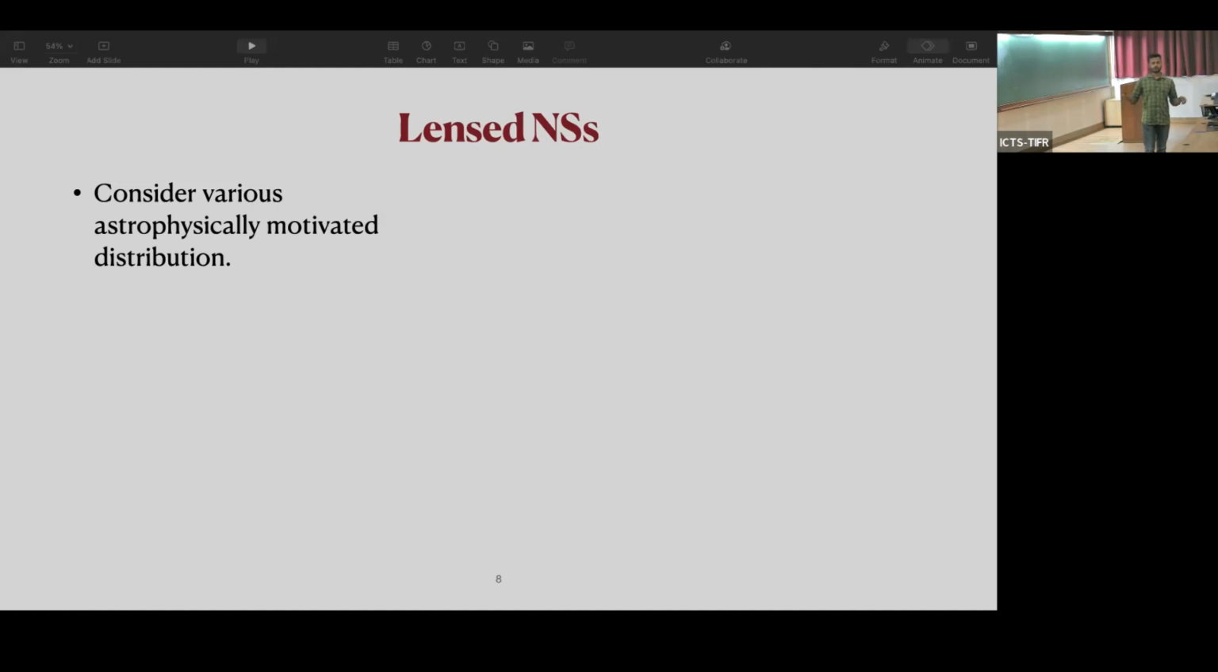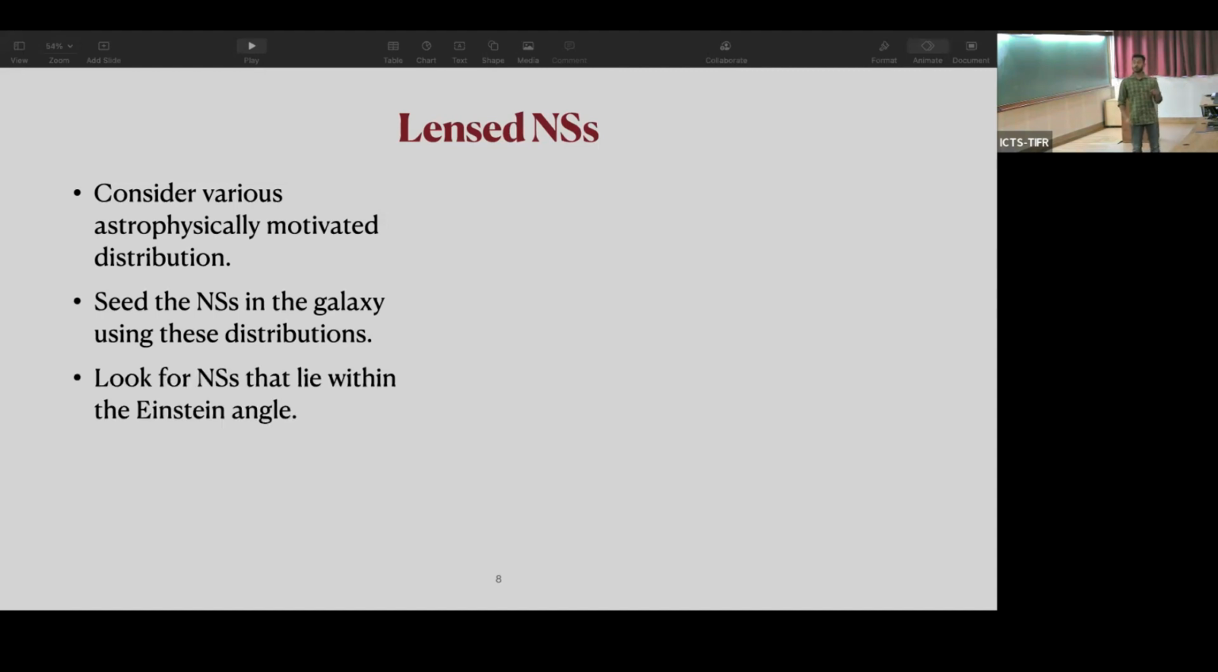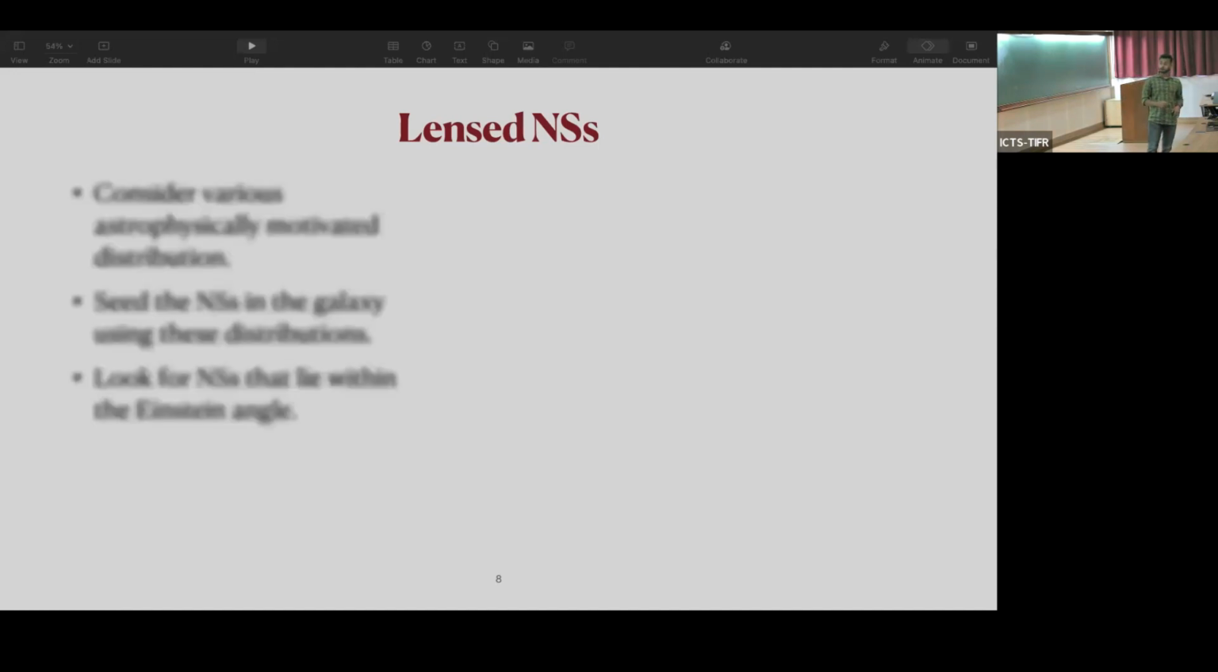We consider 14 different distributions. You can seed the neutron stars in the galaxy using these distributions. There are about 1 billion neutron stars, so you seed 1 billion neutron stars. You want to make statistically relevant statements, so you do it for 1 million iterations, say. That's a lot of computation. But you look for the neutron stars that lie within the Einstein angle, and computationally it's not the most elegant way of doing it. It's a very brute force method, but you can do something else.